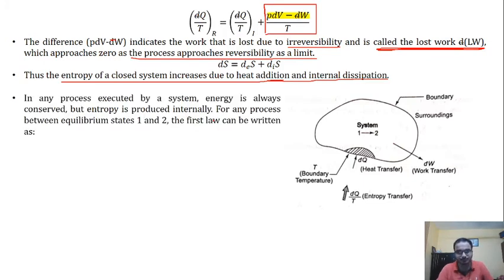So here, if any process is executed by the system, energy is always conserved as per the first law of thermodynamics. Energy is always conserved whenever a system is going from state 1 to state 2. However, as per the second law, the entropy is produced internally.